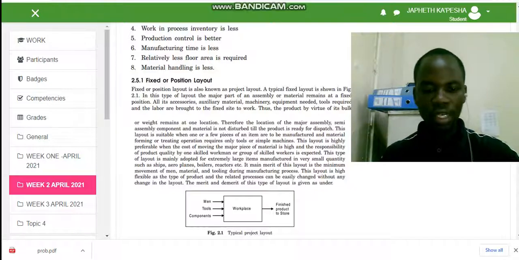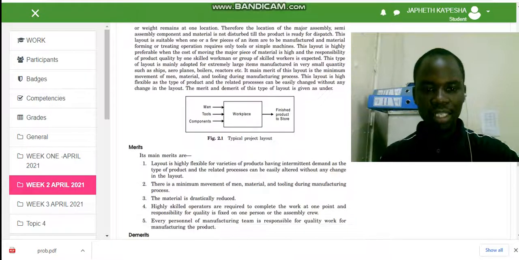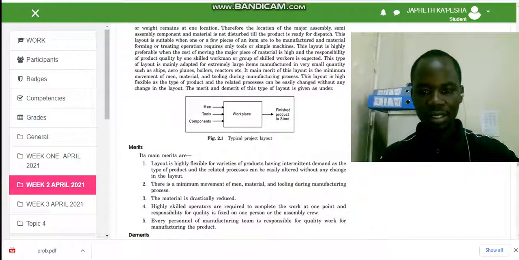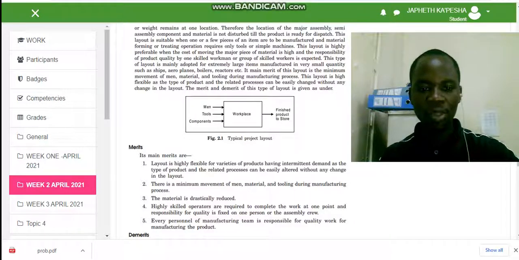So what are the advantages of using fixed or positional layout? It is highly flexible in that it can accommodate intermediate demands, as the types of products and related processes can be easily altered without any change in layout. There is minimum movement of man, material, and tooling during the manufacturing process. The material handling is drastically reduced. Highly skilled operators are required to complete the work at one point, and the responsibility for quality is fixed.